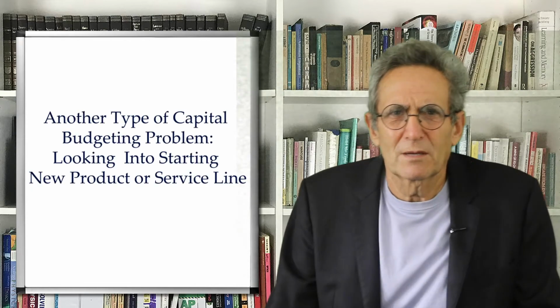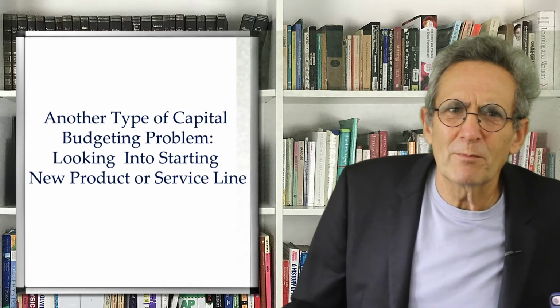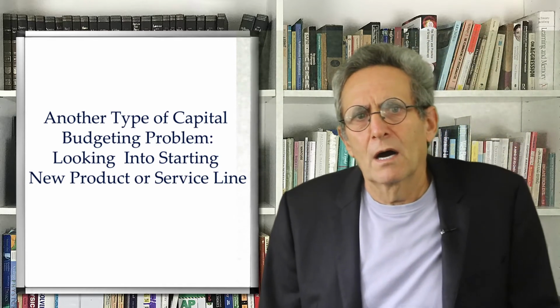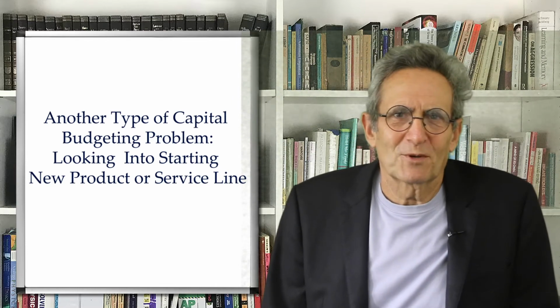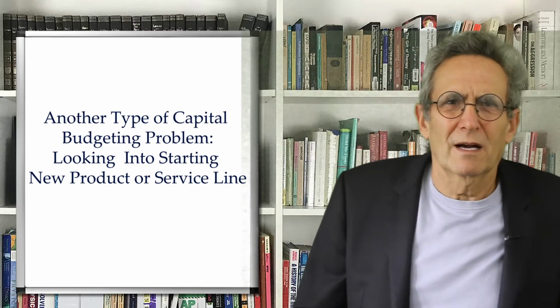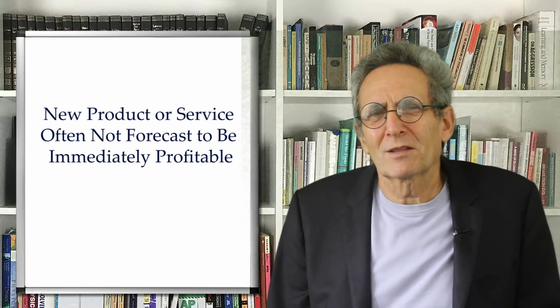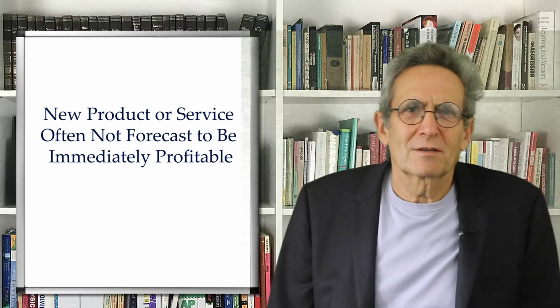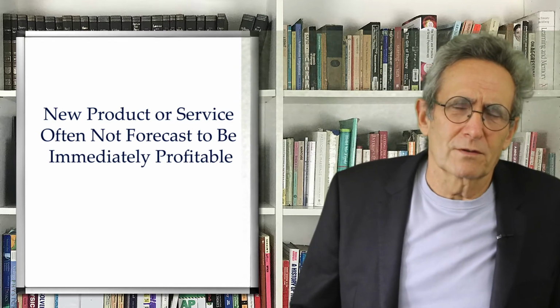Now, there's another type of capital budgeting problem that business owners and managers frequently encounter that is a bit more complicated than figuring out the imputed interest rate on an equipment lease. Often an established business will consider starting a new product or service line. In these situations, the new product or service often is not forecast to be immediately profitable. In fact, for the first few years, there's likely to be net cash losses, followed hopefully by a number of years of net profit. As an example, suppose the profitability projection for a new product line looks like this.